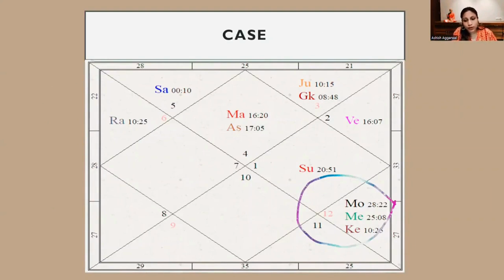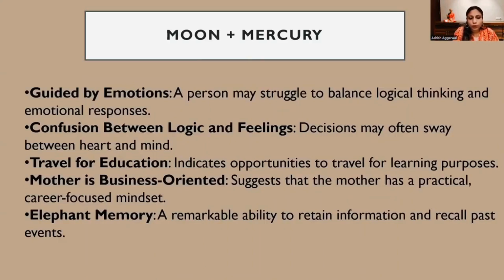Travel might relate to education. Mercury represents intellect, and they recall past events well, especially with the water element. Water retains memory, so they don't forget easily. Observing the moon and Mercury, there may be an imbalance between your logical thinking and emotional responses, which is hard to manage. Next, travel may involve education, and opportunities for education may arise. Additionally, the ascendant lord is in the 12th house, and the 12th lord is in Pisces, which confirms it.